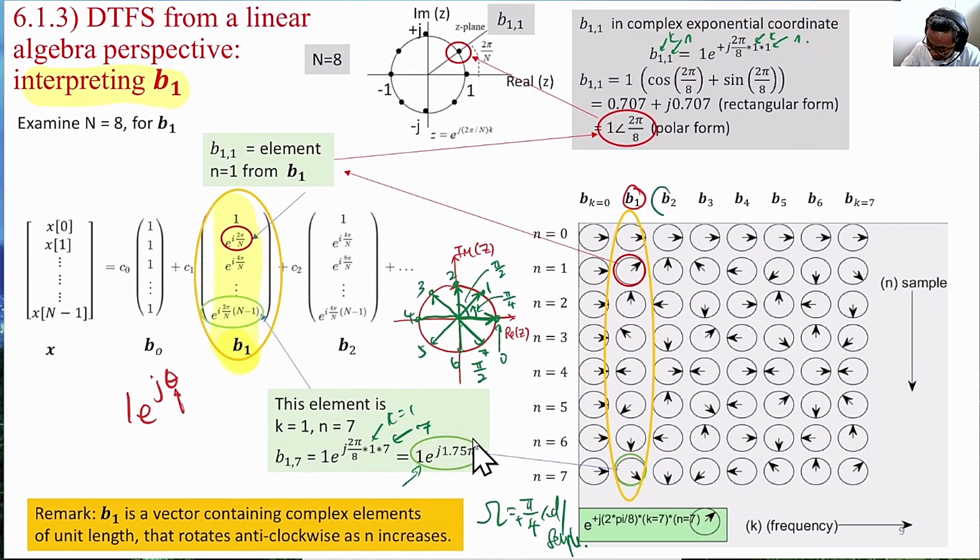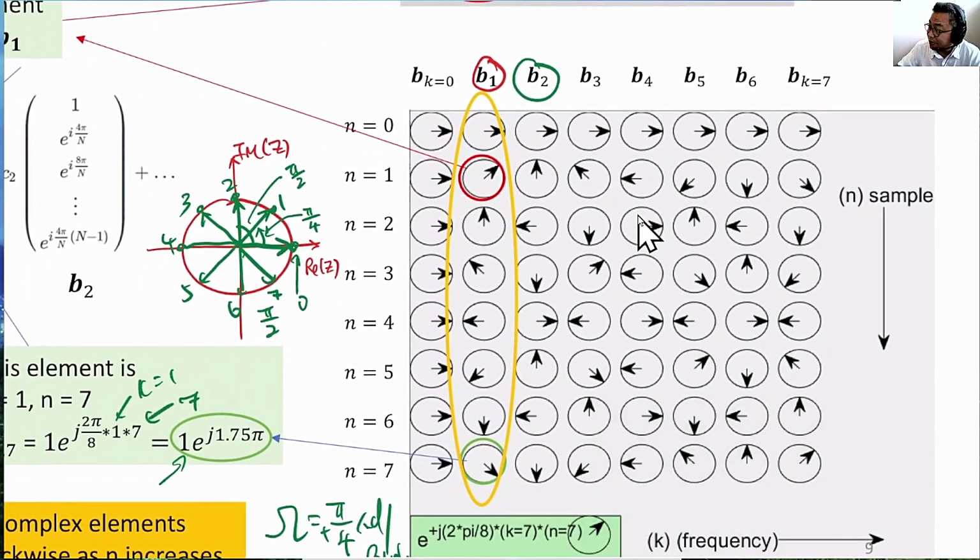What's B2? B2 is the second harmonic of B1. If B1 is the first harmonic, this is a zero harmonic. It doesn't change. There's no frequency. It's not changing. It's a DC value, a constant value. It's always 1. This one rotates 1 complete round, 2 pi, in n samples, in 8 samples.